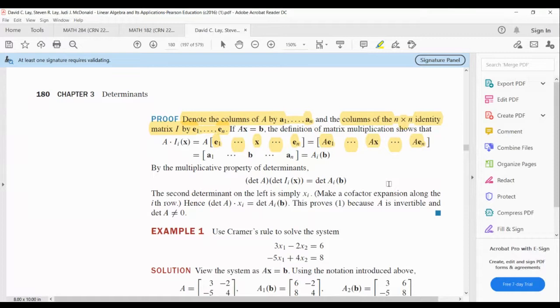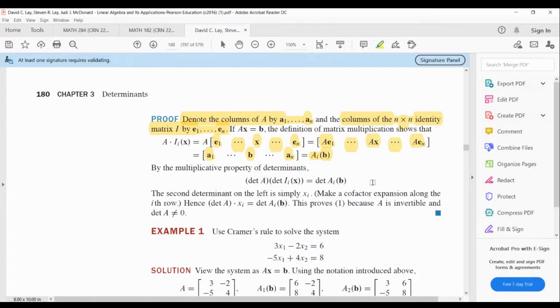All right, but the matrix A times the vector 1, 0, 0, 0, and so forth is going to be a1. If you take the matrix A and multiply it by that unit vector e1, you're going to get the column vector a1. That's what you'll get. If you take the matrix A and multiply it by x, you're going to get, of course, the b vector. The matrix A times e_n, that unit vector, would be a_n. And so that, by definition, is the matrix A_i(b).